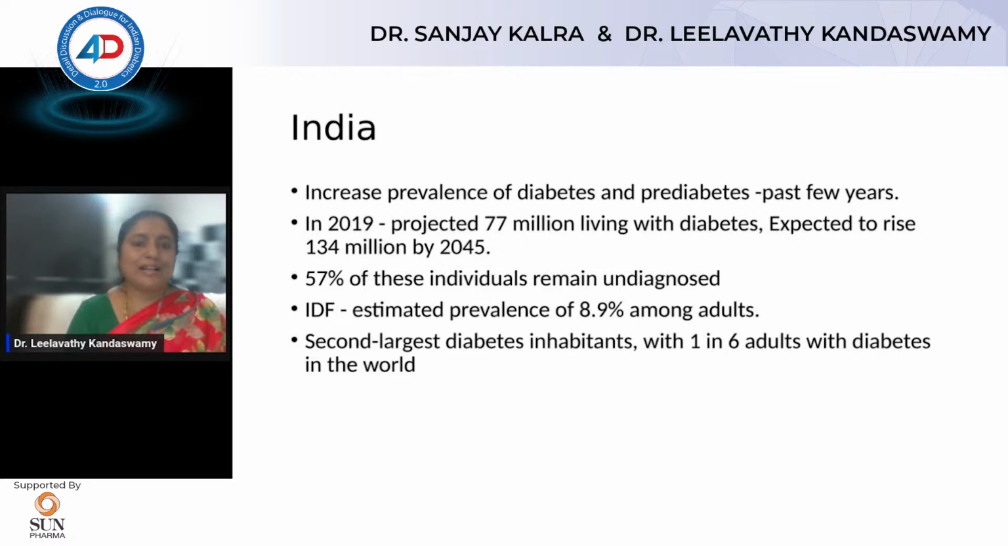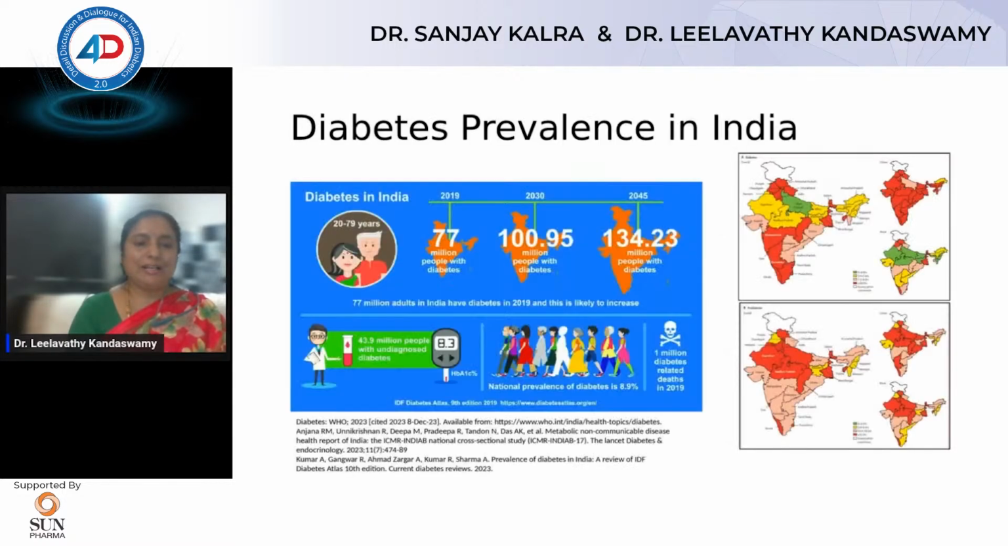In India, there is again an increased prevalence of diabetes and pre-diabetes over the past decades. In 2019, it was projected that 77 million people were living with diabetes, expected to rise to 134 million in 2045. Among them, more than 50% remain undiagnosed. According to IDF, the estimated prevalence is 8.9% among adults. India has the second largest number of people with diabetes. One in 6 people with diabetes in the world lives in India.